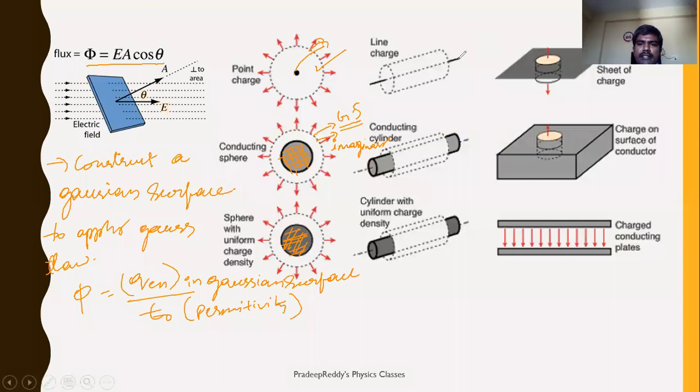Similarly, for example, this is a line charge, like a rod. For a rod, in order to use Gauss law, what you should do is imagine a 3-dimensional cylindrical Gaussian surface.